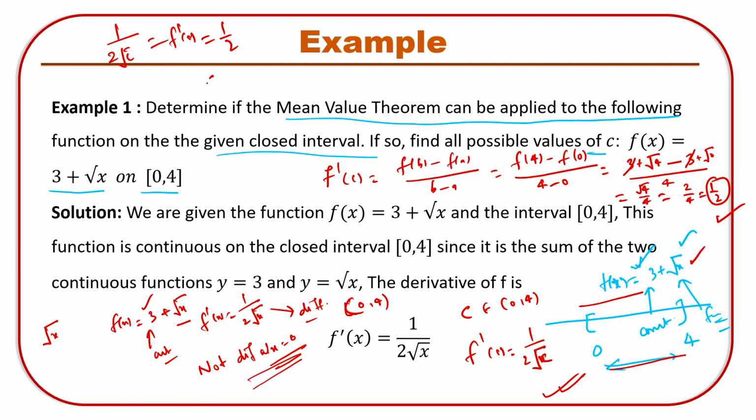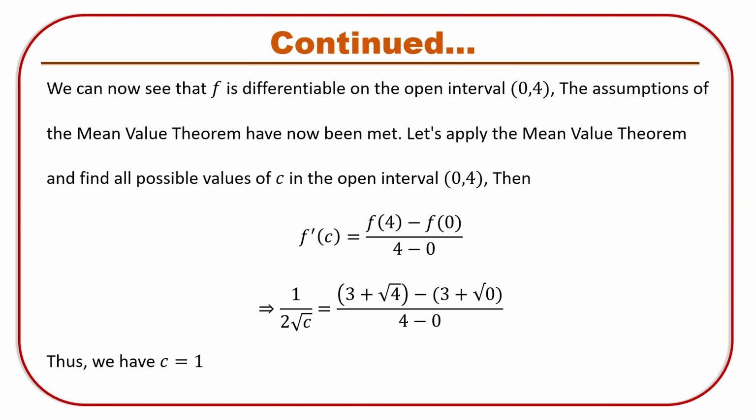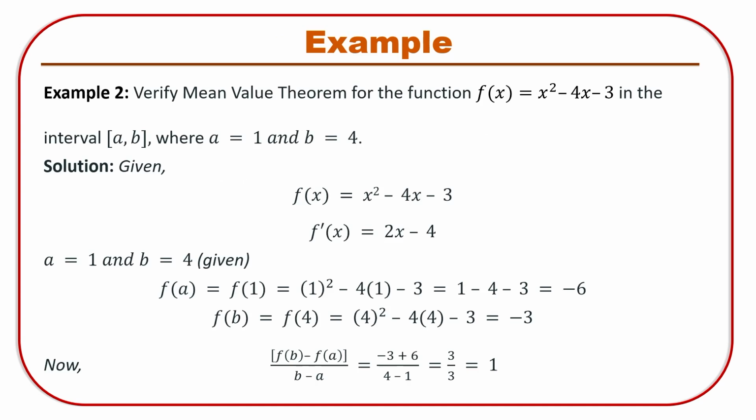So that means root of C is equal to 1. So C is equal to 1, right? So C equal to 1 is your answer, not 1 by 2. So now the second one: verify mean value theorem for the function f(x) equal to x square minus 4x minus 3 in interval [a, b] where a equal to 1 and b equal to 4.